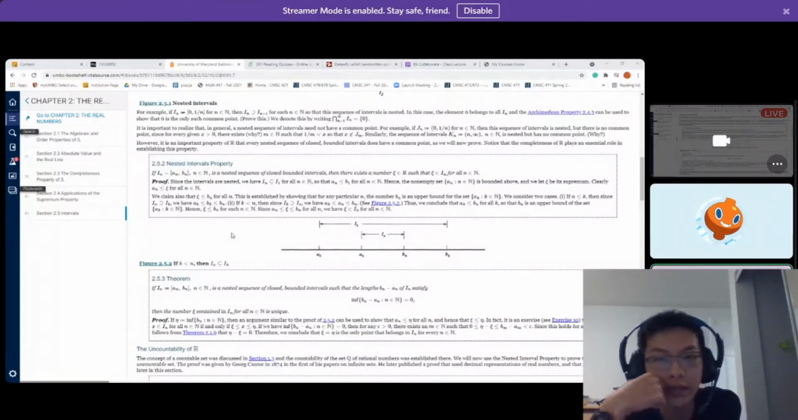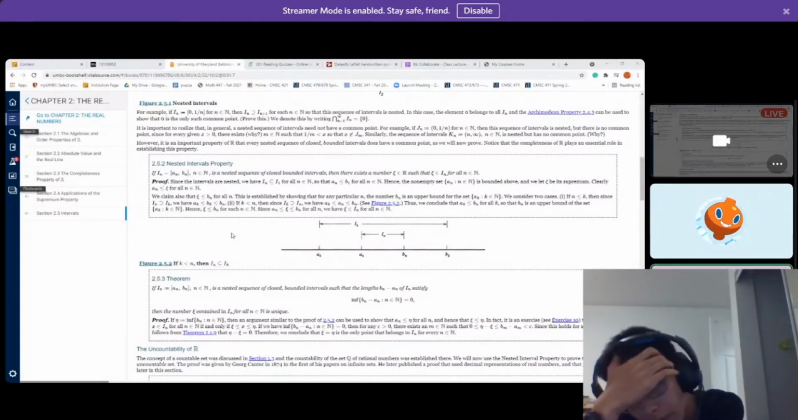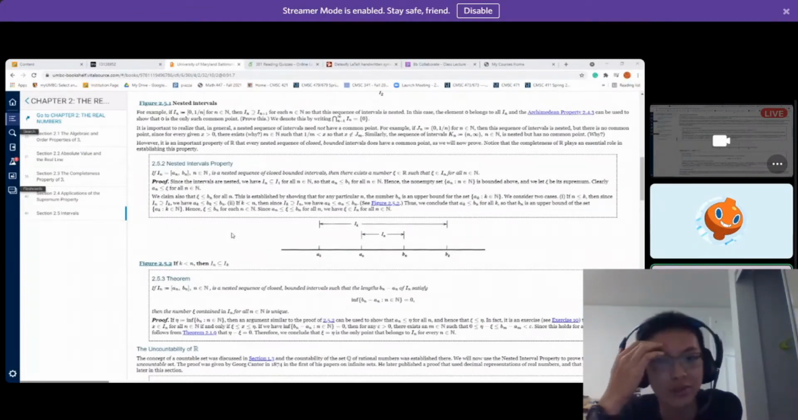So the intervals are nested. I don't know. So eta is in each interval. I see. So basically eta is in every interval. That's why it's in the intersection.